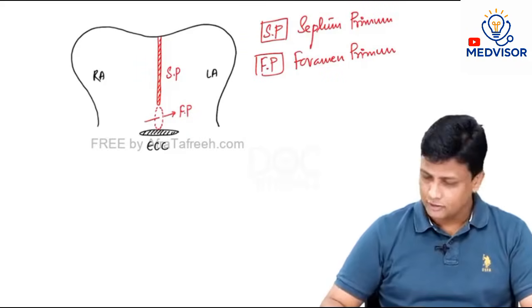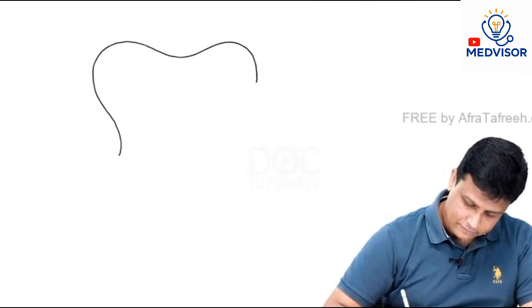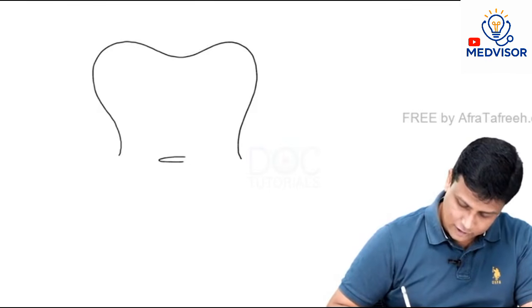Let's draw the diagram of further development here. So what is the further development here, guys? Again the same diagram here, right atrium and the left atrium with the endocardial cushion in the middle here.